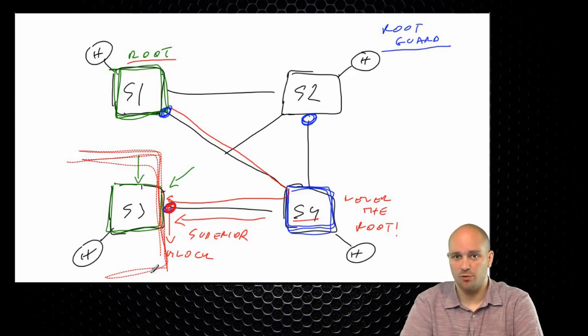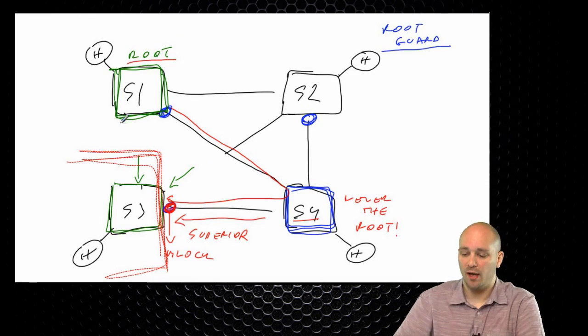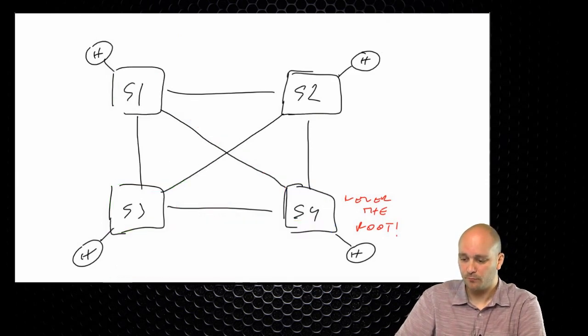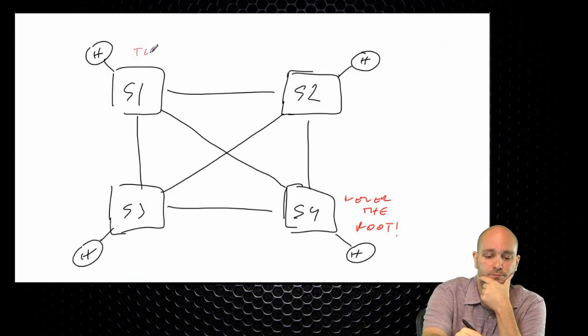So this is not a good solution either. So let's take a look at another solution. Now, given these two scenarios that we just went through, the only valid solution is to turn off spanning tree on all switches.